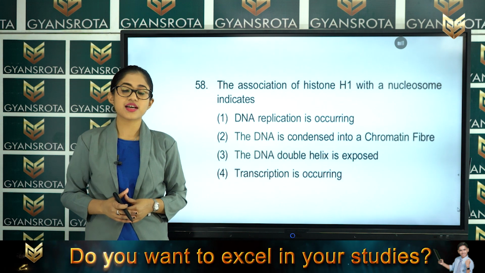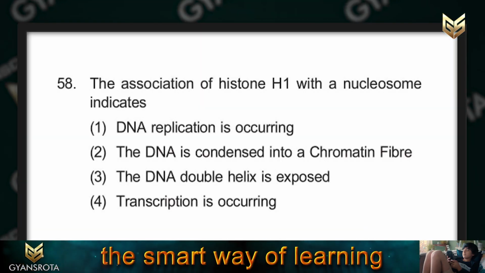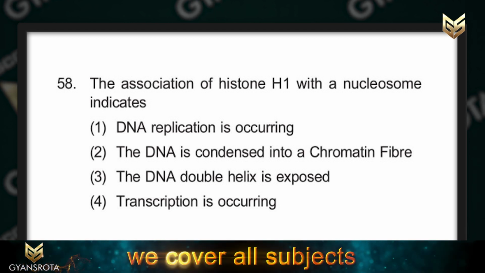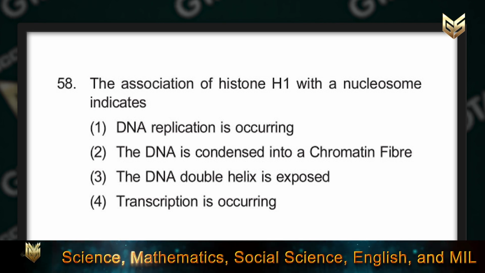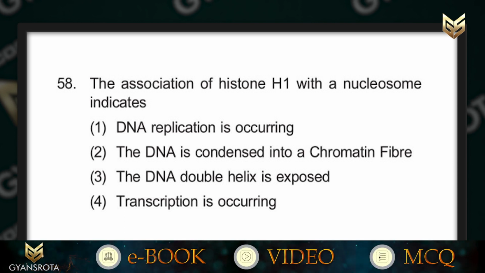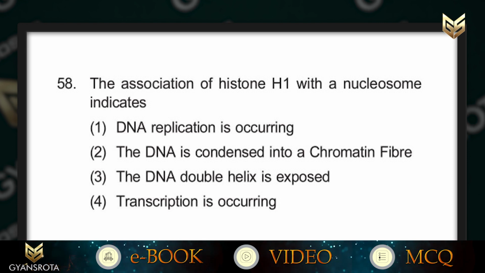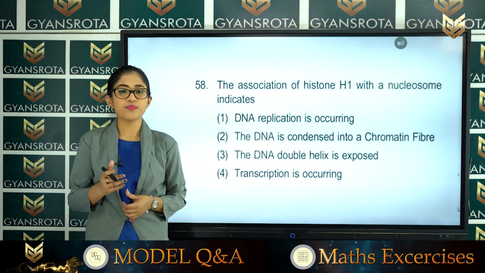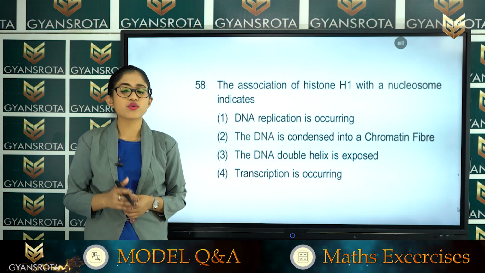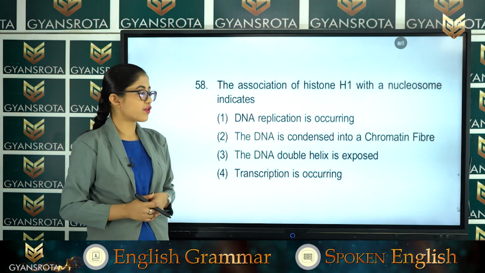Now, in the next question, question number 58, the association of histone H1 with a nucleosome indicates the DNA replication is occurring. Option number 2 is the DNA is condensed into a chromatin fiber, option number 3 is the DNA double helix is exposed, and option number 4 is transcription is occurring. So, this is from the chapter molecular basis of inheritance. In the first part we have discussed this. So, which among them is the correct answer for this question?